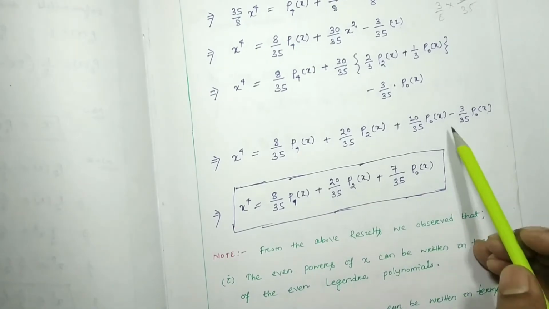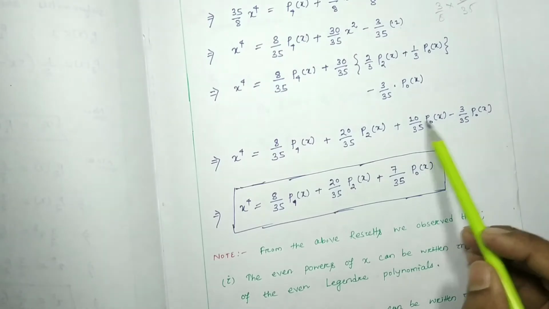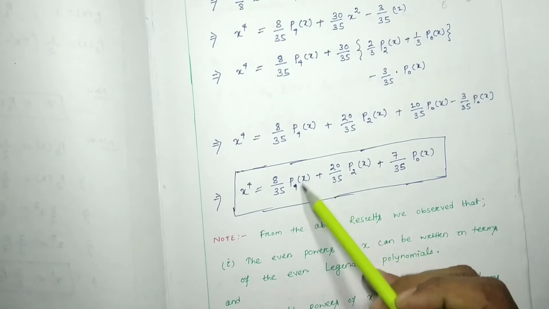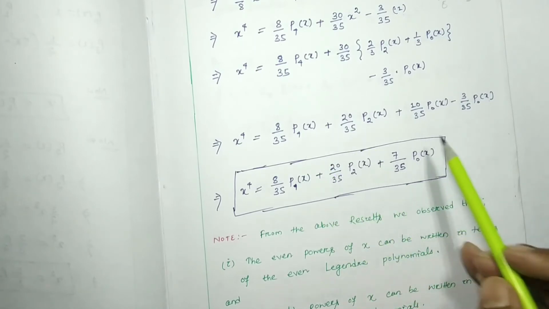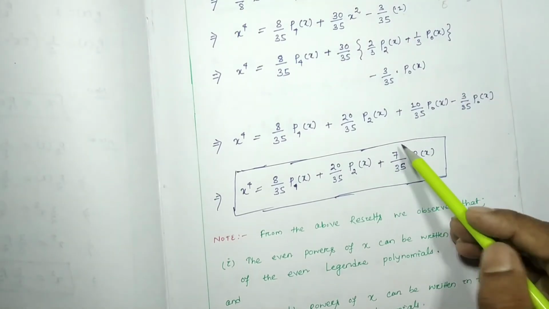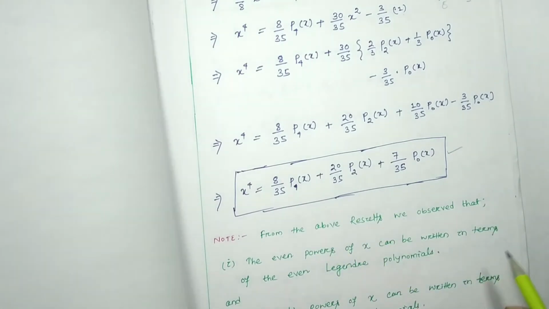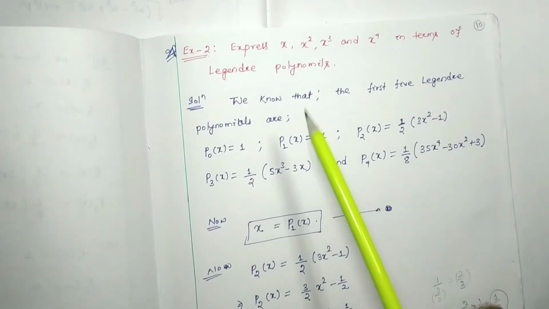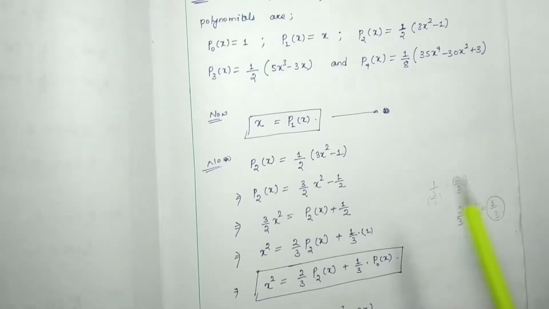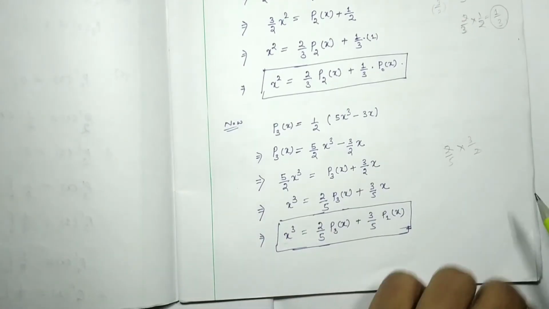Here you can see two terms contain P0(x), you just add or subtract them, whatever. It will be 8 by 35 P4(x) plus 20 by 35 P2(x) plus here 10 by 35 minus 3 by 35 will be 7 by 35 P0(x). So in this way we have expressed x square, x cube, x4 in terms of Legendre polynomials. Here x is nothing but P1(x), x square will be this much, x cube will be this much.